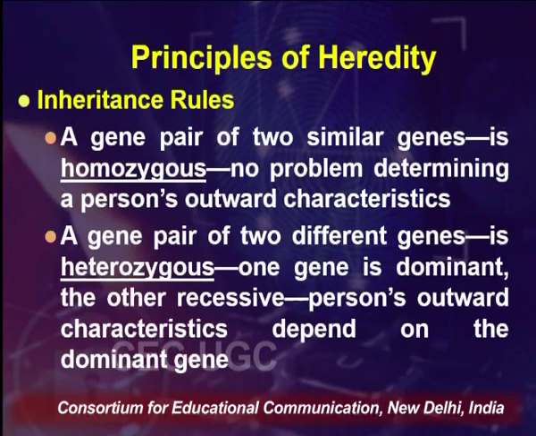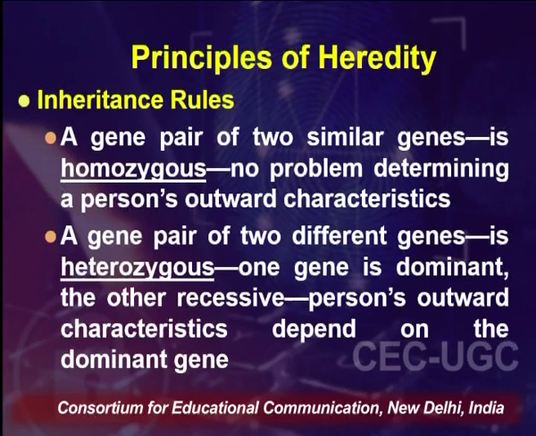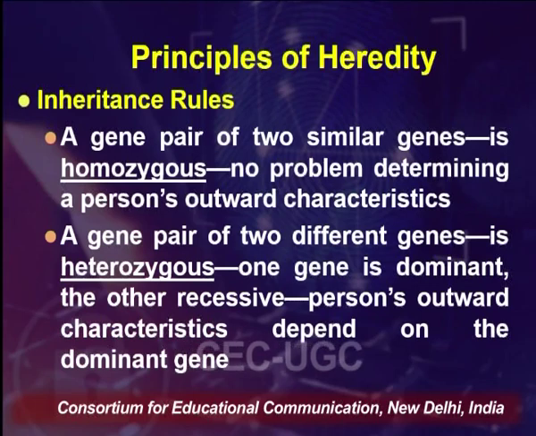So, it might have alleles for both the particular trait, but the dominant trait will appear as a phenotype in the children. The inheritance rules go by a gene pair: two similar genes is homozygous. There is no problem in determining a person's outward characteristics, but if a pair is heterozygous, then one gene is dominant, the other is recessive. The person's outward characteristics depend on the dominant gene.